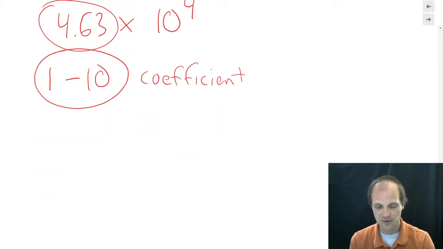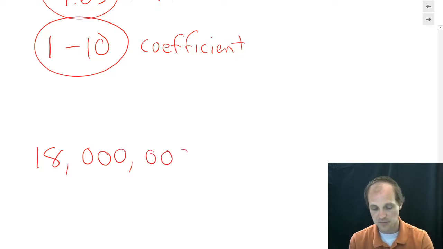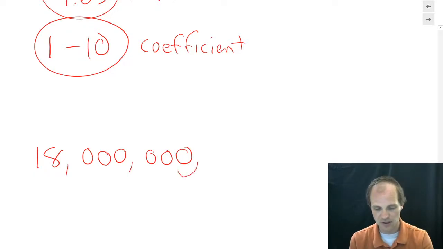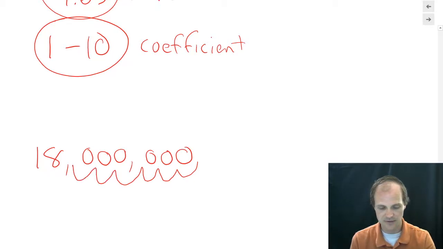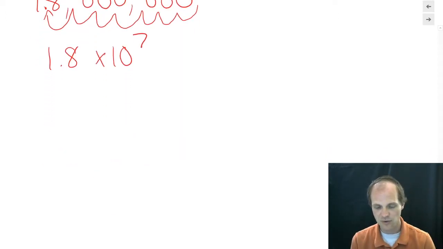So let's do another example. Let's do 18 million. 18 million, how am I going to convert that into scientific notation? I start with my decimal over here, and I start counting: 1, 2, 3, 4, 5, 6, 7. So I get 1.8, right, because I moved the decimal point there, and then times 10 to the 7th, because I moved the decimal point over 7 times.